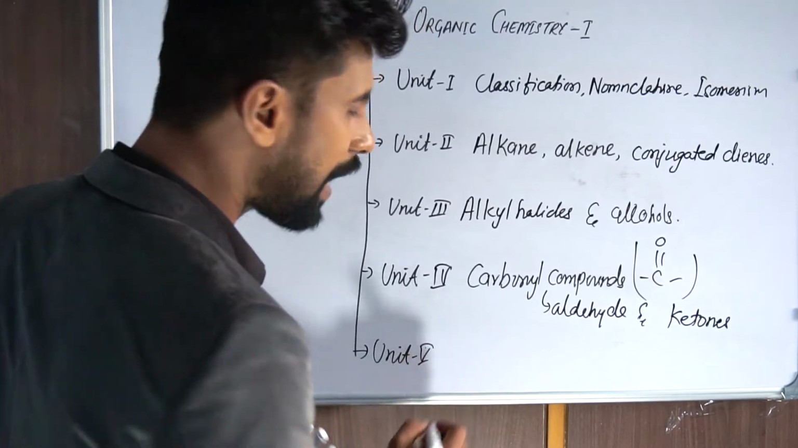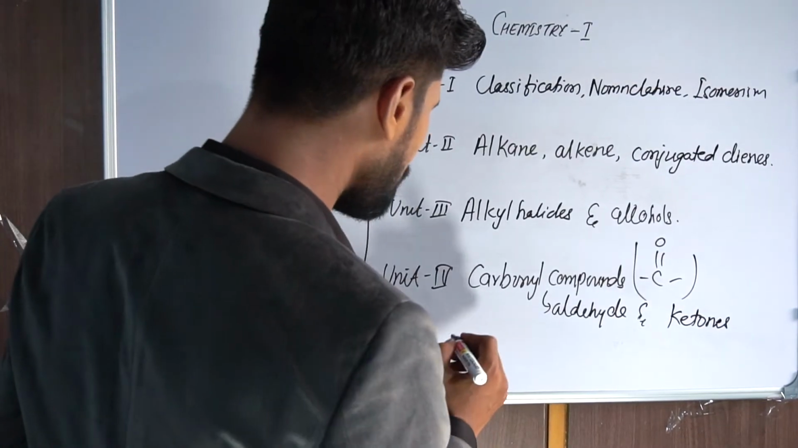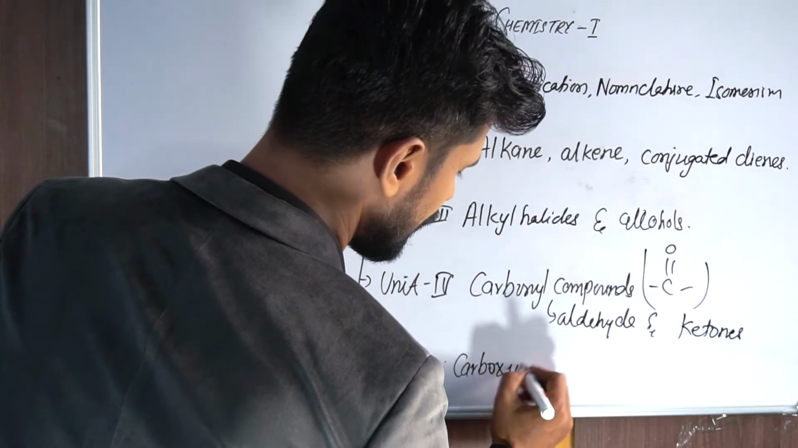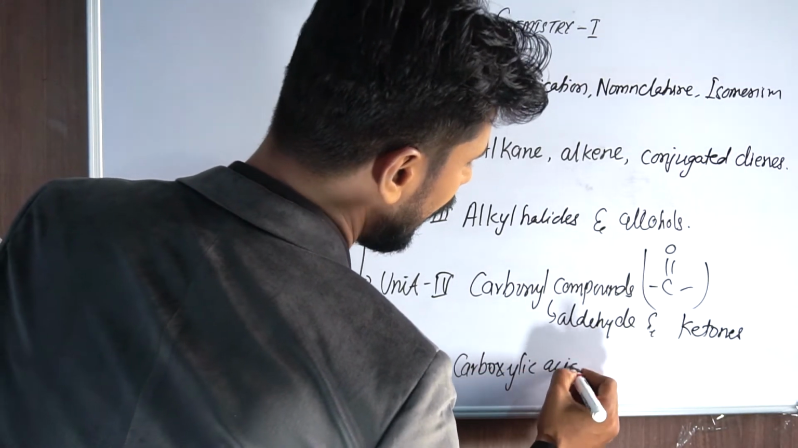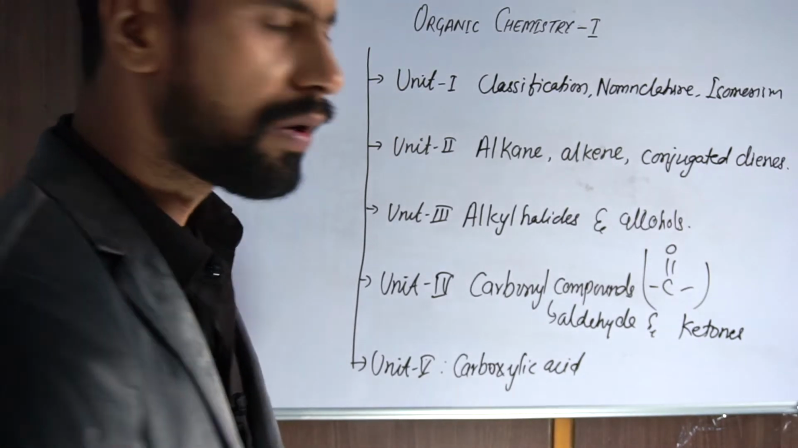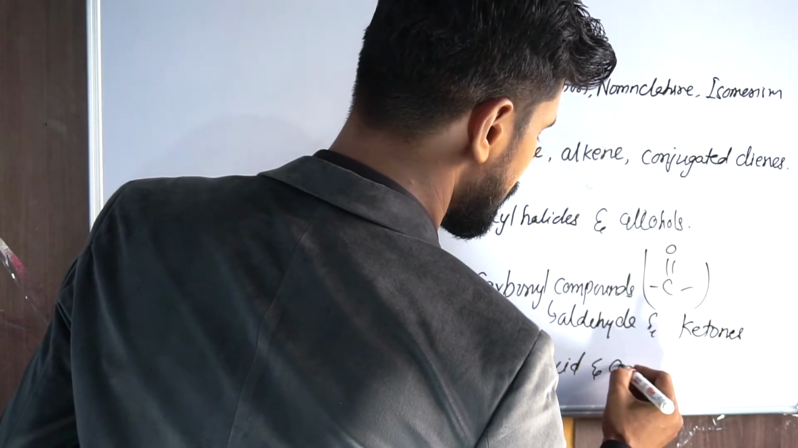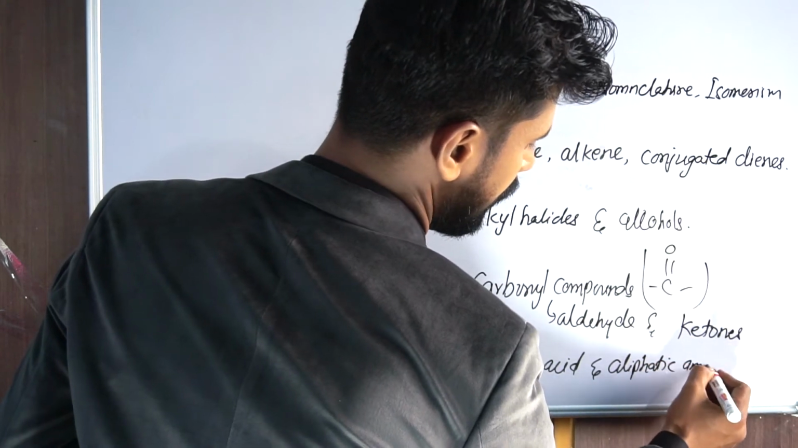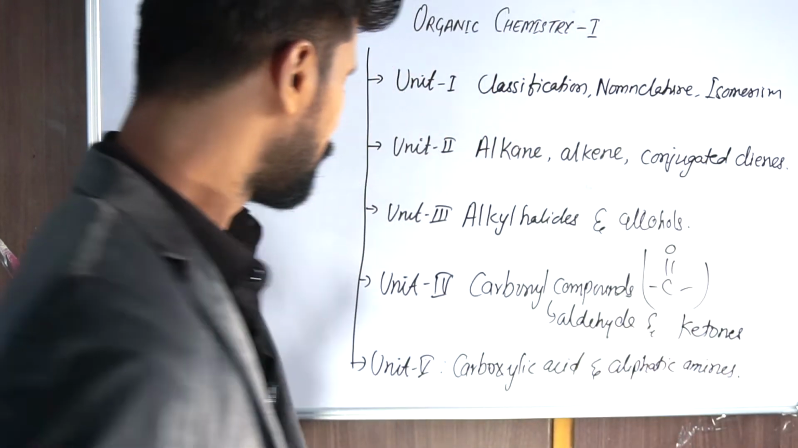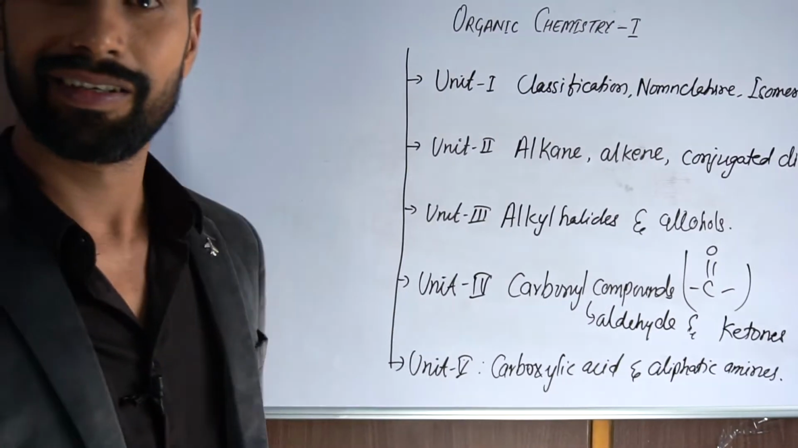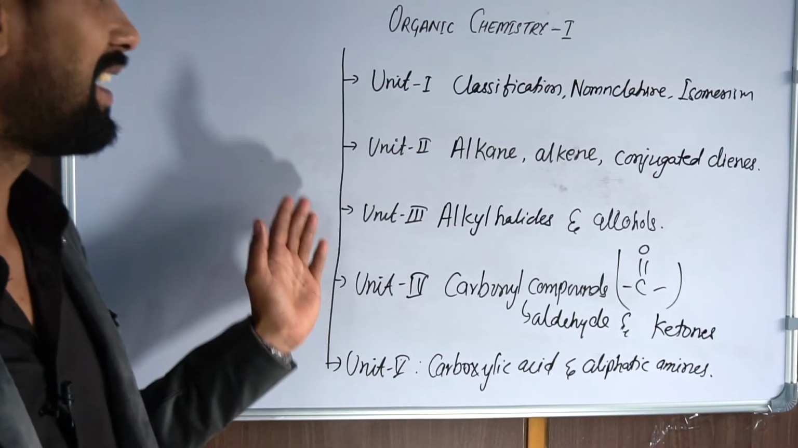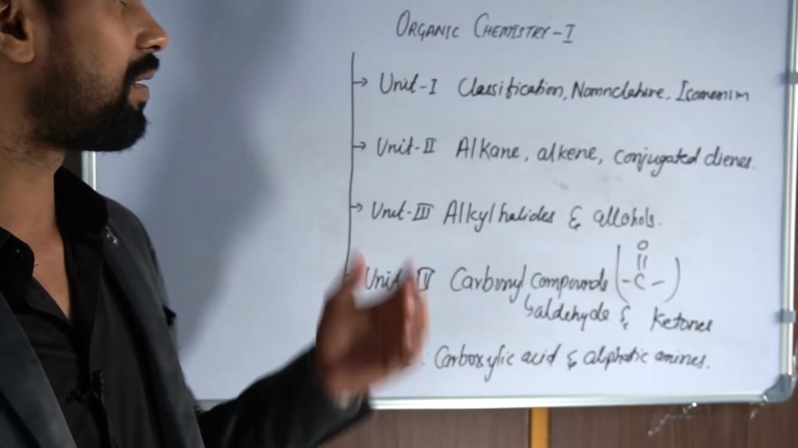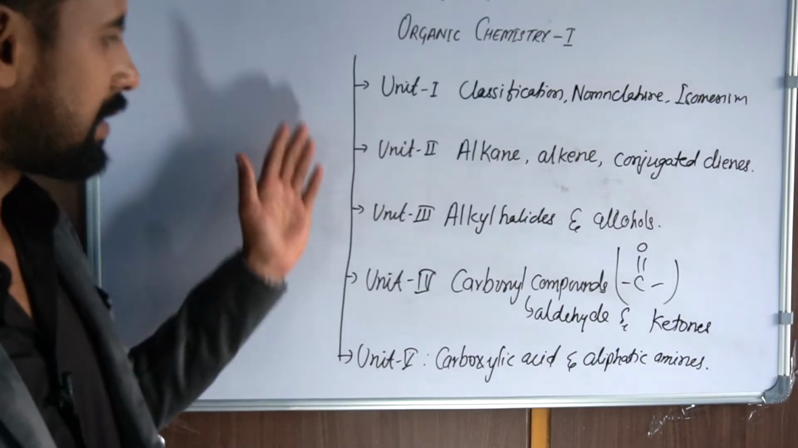And the last unit, unit 5, we are going to discuss carboxylic acid, and it is also going to discuss aliphatic amines. So if you study all these 5 units, your pharmaceutical organic chemistry is completed. The portion for pharmaceutical organic chemistry is just these 5 units.